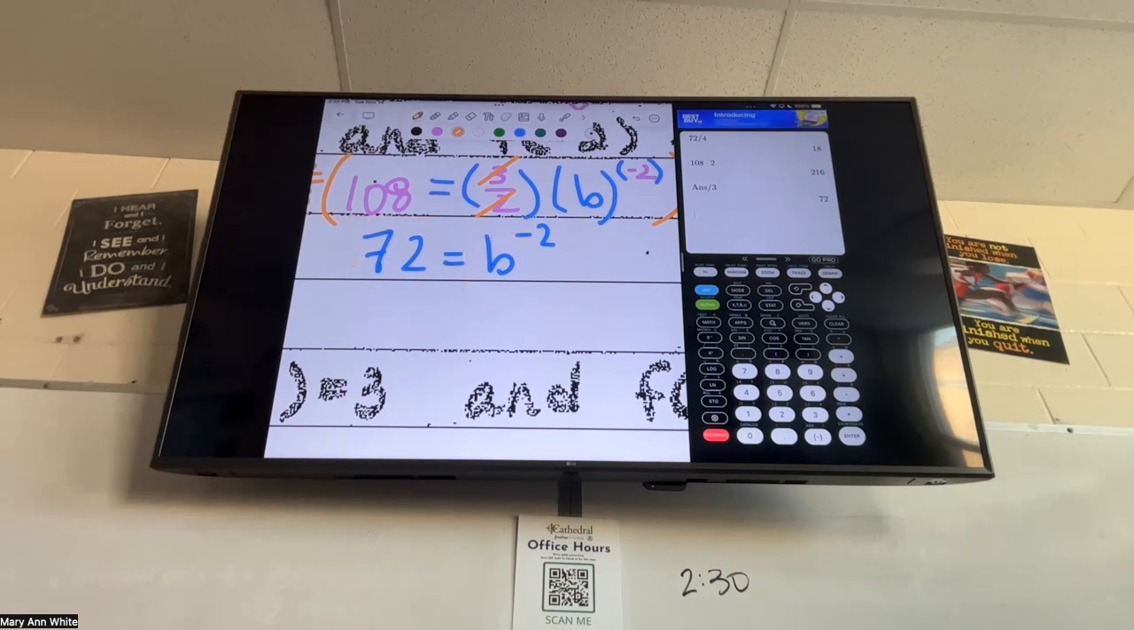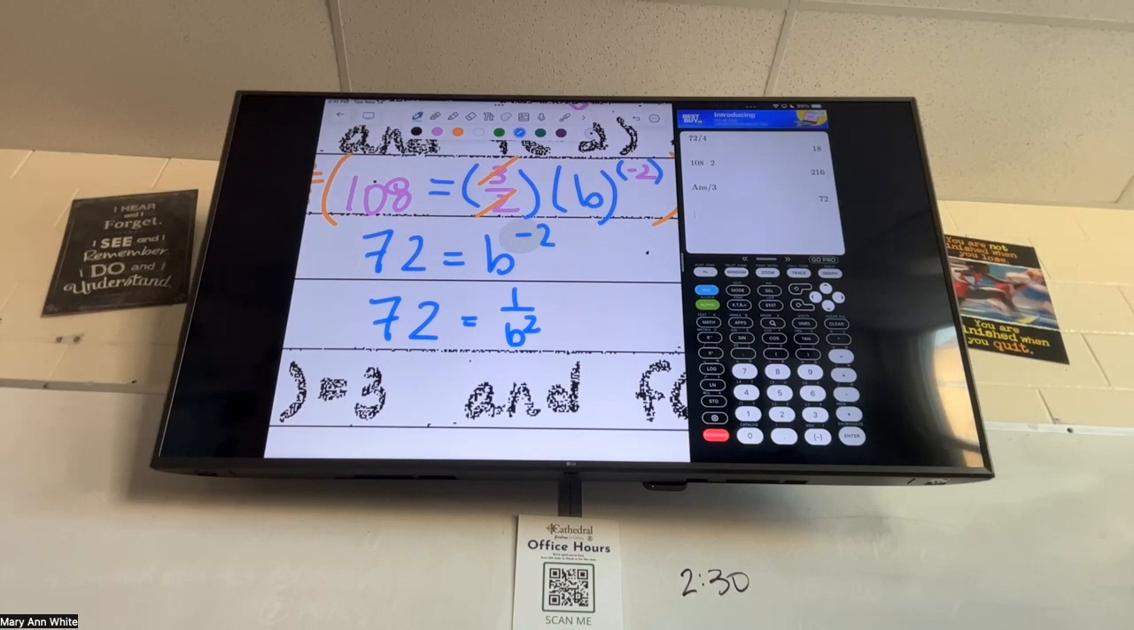What I want us to do is go correctly through this all the way. Let's make that b be raised to a positive exponent. So let's deal with that negative. What does dealing with that negative look like? Move it to the bottom. Good. So I'm going to go 72 equals 1 over b squared.